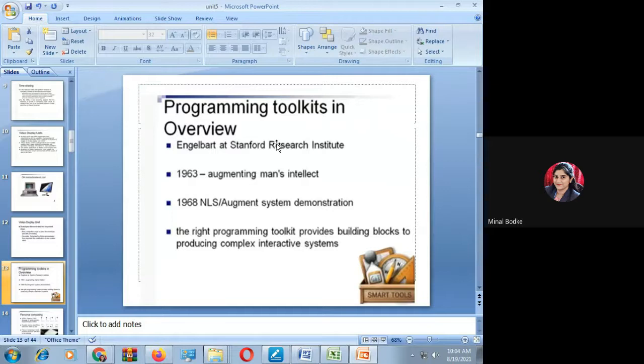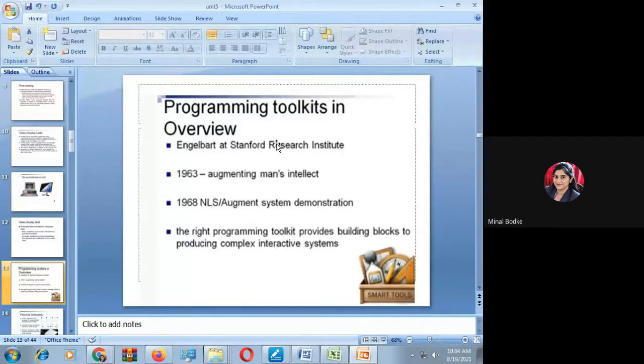So what is a programming toolkit basically? It is nothing but a set of software components or routines or building blocks, where you are going to have widgets, windows, scroll bars, menus, buttons. Using that toolkit, you are going to develop your interface or your application. So that came into the picture in this era.